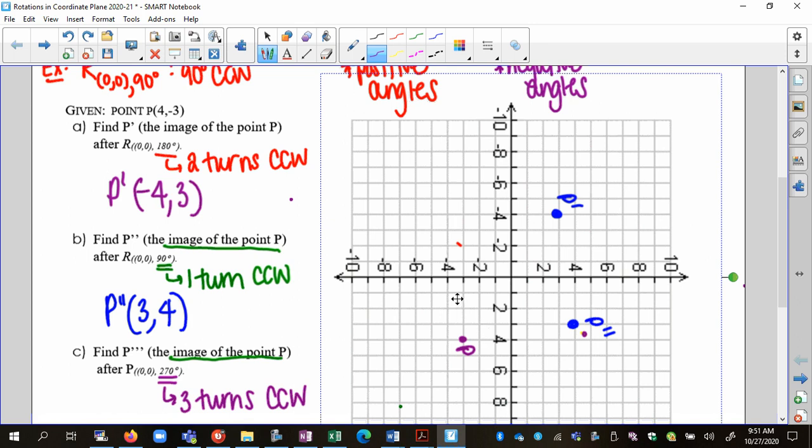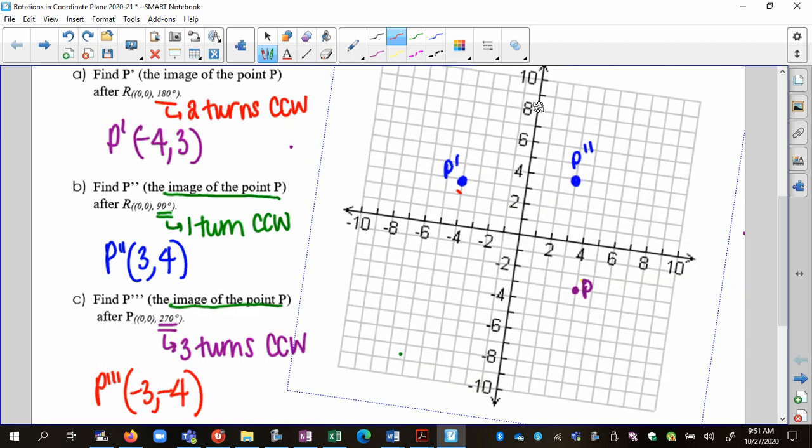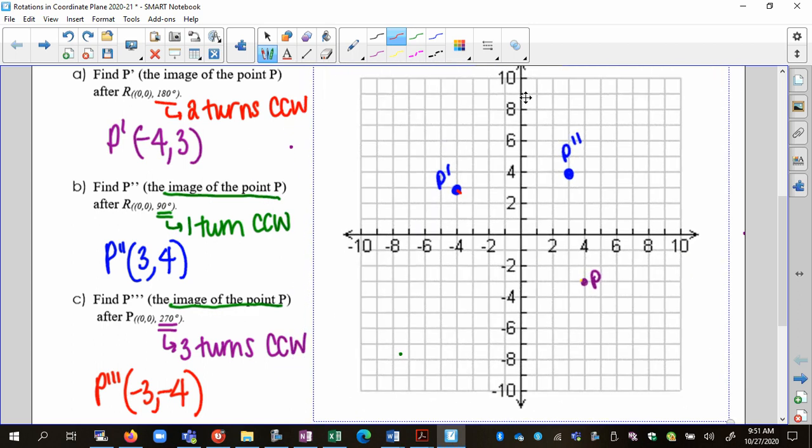So now I want to read those coordinates where it's located. So it looks like I went left 1, 2, 3. So let's write this up. P triple prime is going to be left 3, so negative 3, and then down 1, 2, 3, 4, so negative 3, negative 4. Let's rotate this back. And let's plot those points. So negative 3, negative 4.